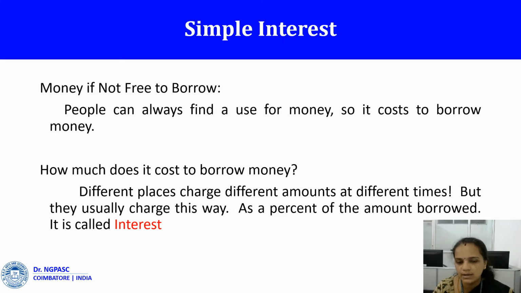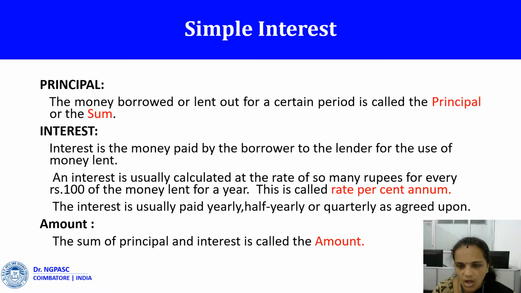We have to return the money with extra money. That is known as interest. So we are going to see about simple interest. Simple interest is nothing but the principal amount being the same throughout the period. How long may the period be? It may be 10 years, 8 years, 2 years, 1 year, anything. The principal amount will be the same throughout the period. That is known as simple interest.